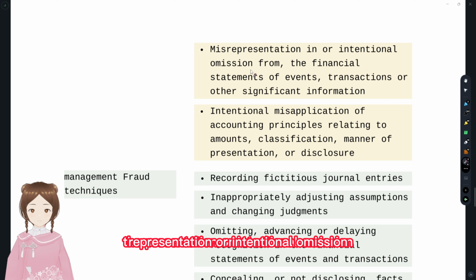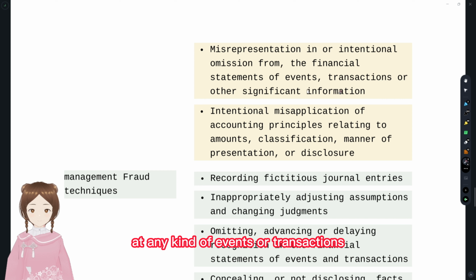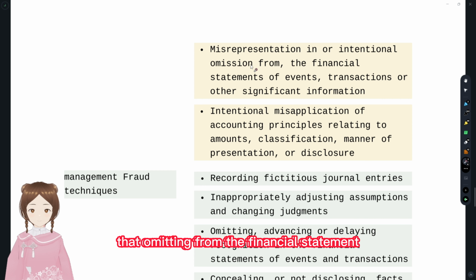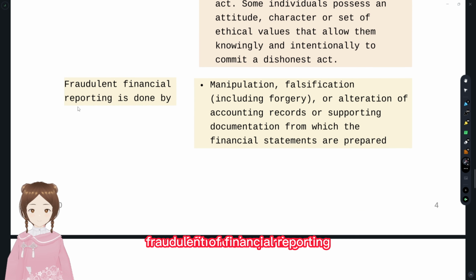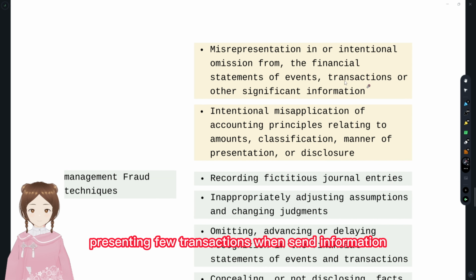Another kind is misrepresentation or intentional omission in the financial statements of events, transactions, or any other significant information. That is, the events, transactions, or information are intentionally misrepresented, or they're omitted from the financial statements. That's another kind of fraudulent financial reporting. First of all, they manipulated, falsified, or altered the accounting records and documentation. Second, they're omitting and intentionally misrepresenting a few transactions, events, and information.